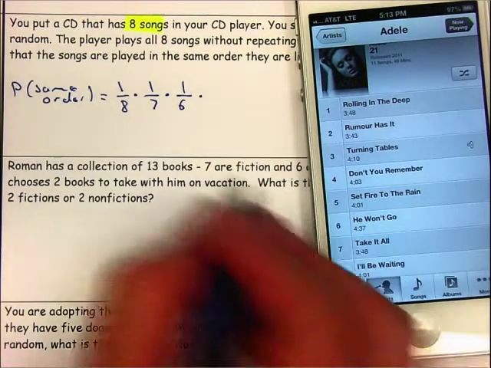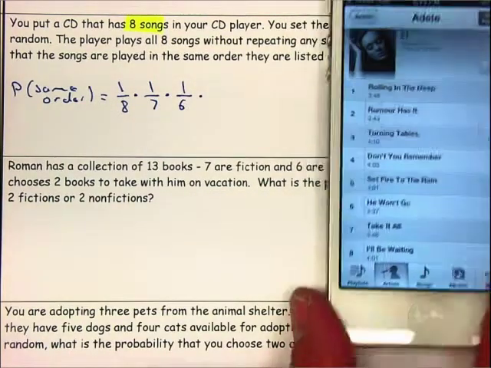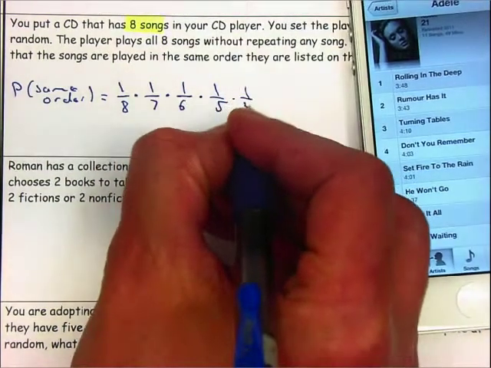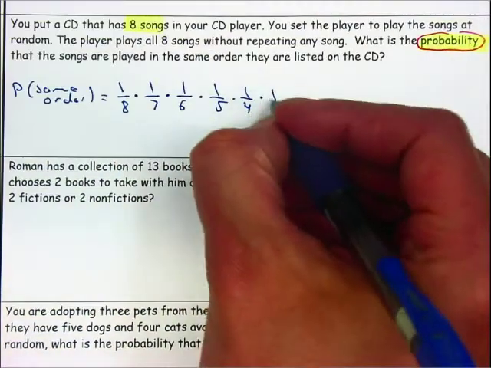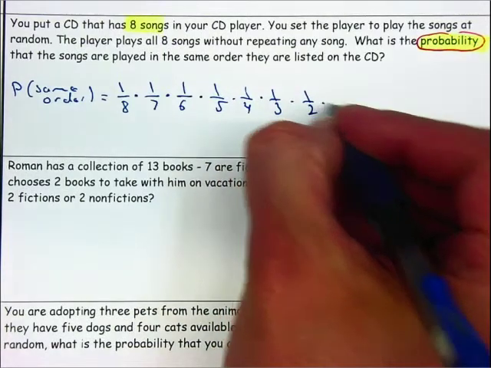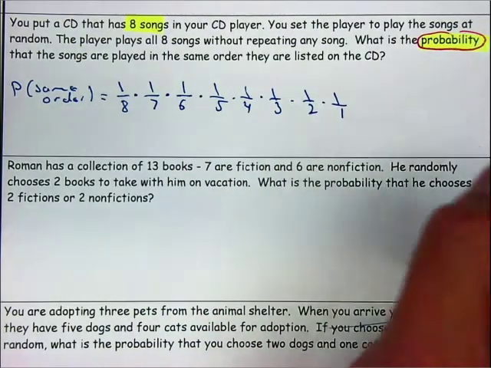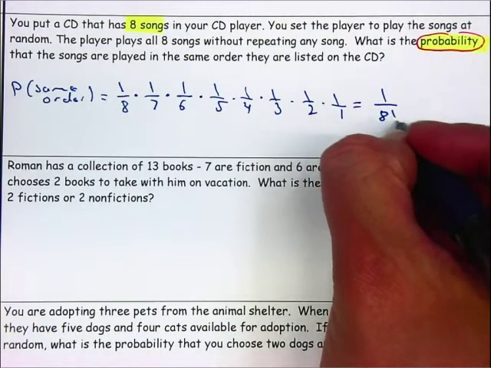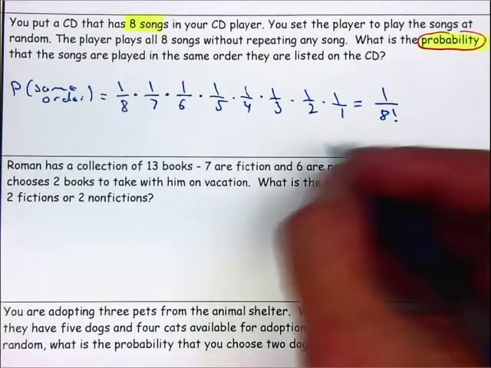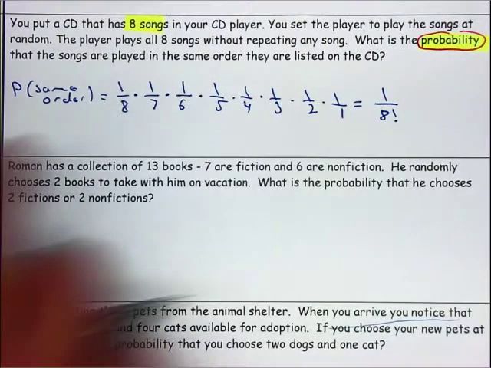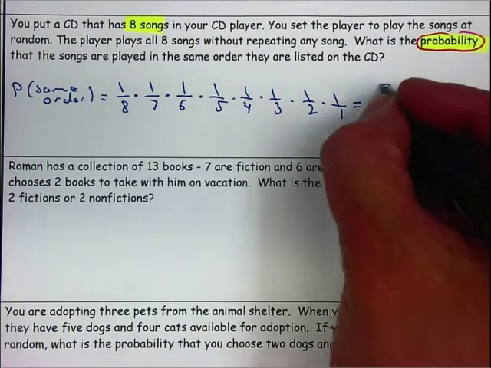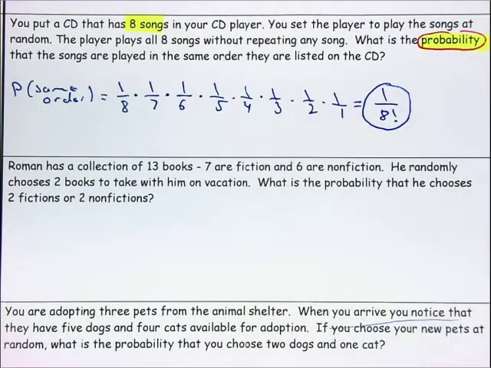So the next one we want, Don't You Remember, will be 1 out of 5. The next one will be 1 out of 4. Then 1 out of 3, 1 out of 2, and 1 out of 1 for the last one. Many times you will see this as 1 over 8 factorial. Now, you just multiply the denominator, and on the homework, if it's any of them this big, you can just give me the answer as 1 over 8 factorial.